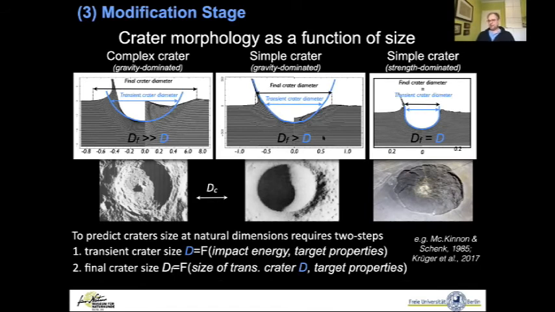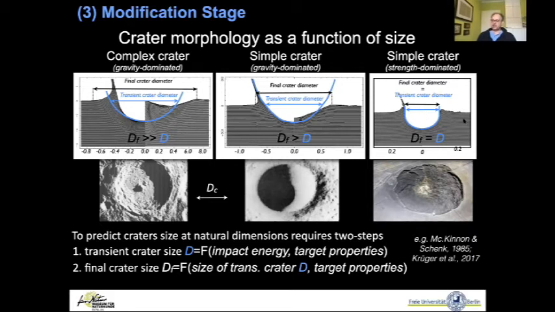So here I've summarized this in the different size cases. This is what we started with when we looked at hard rock on a laboratory scale. The final crater is the same size as the transient crater. This is what we call a strength-dominated crater. All processes here are ruled by strength, and gravity is absolutely negligible in this case.